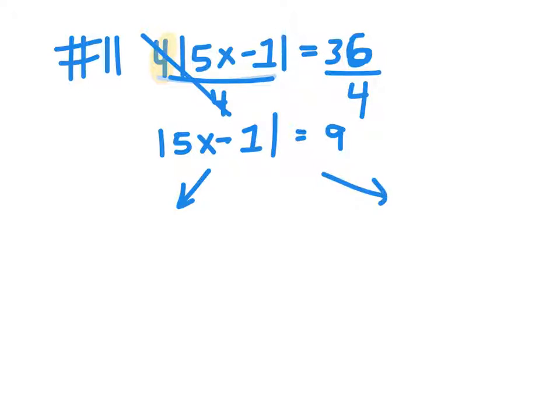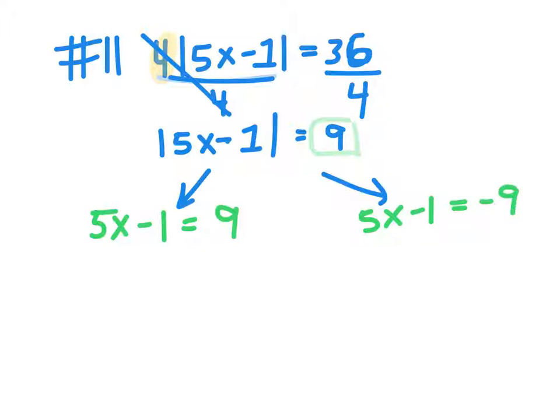Since my absolute value was equal to a positive number, I know that there's going to be two possibilities. The first possibility is that 5x minus 1 is going to be equal to positive 9, or 5x minus 1 is going to be equal to negative 9. Those are my two possibilities, that it's either going to be positive 9 or negative 9 based off of the 9 from the equation.